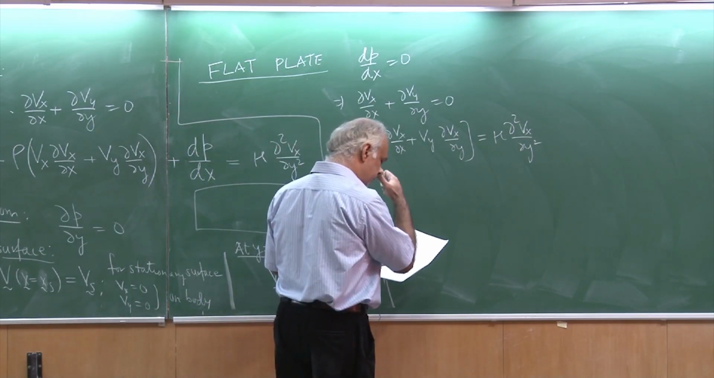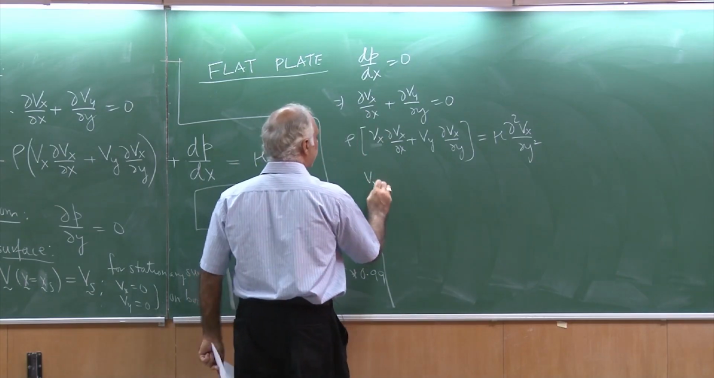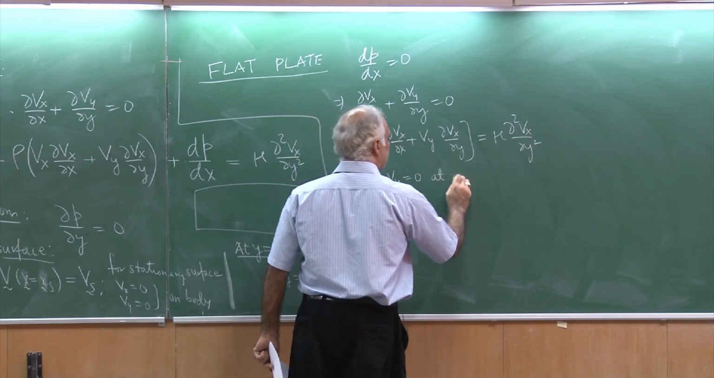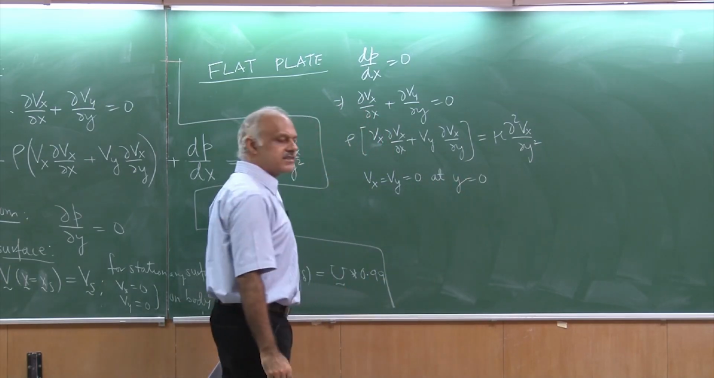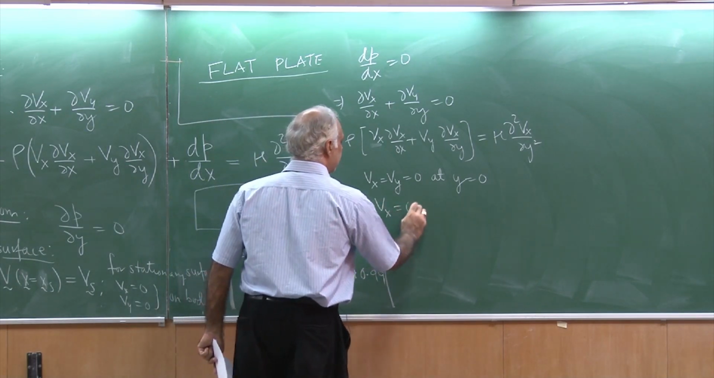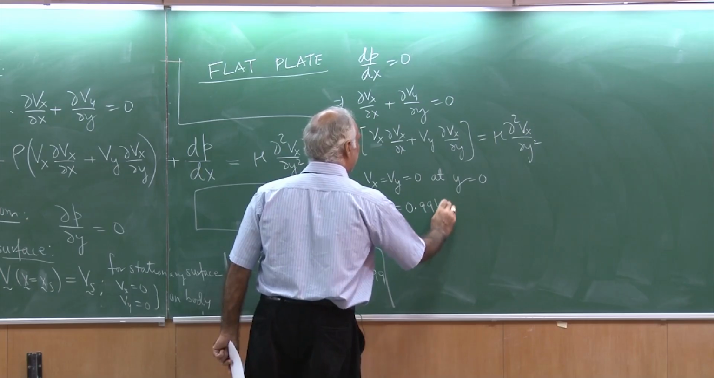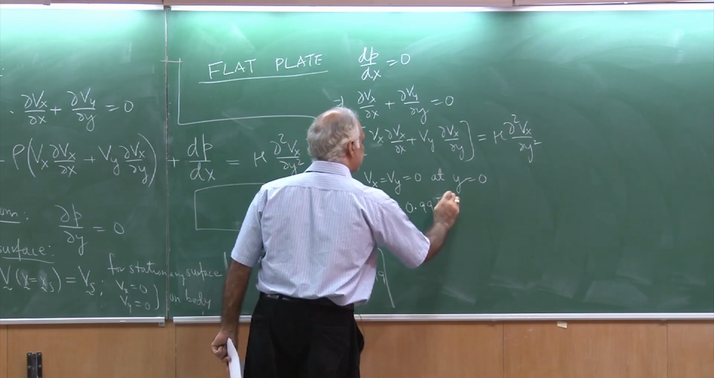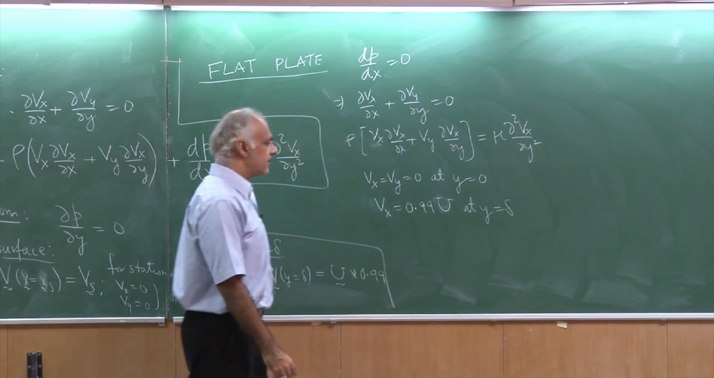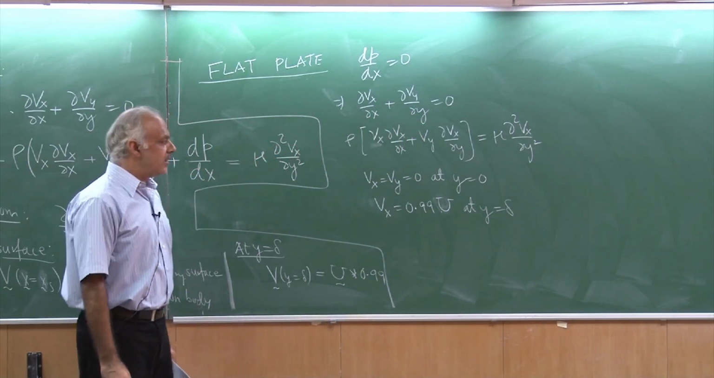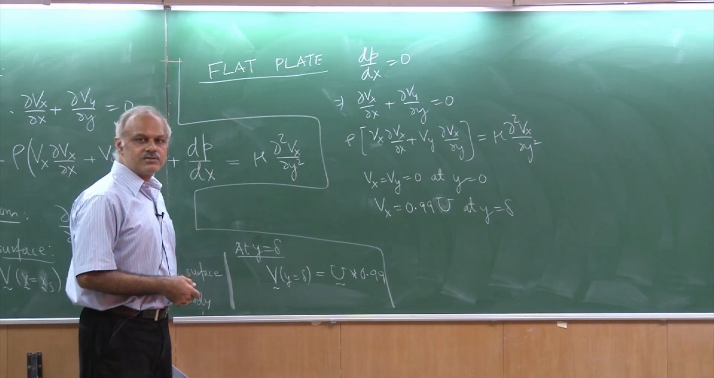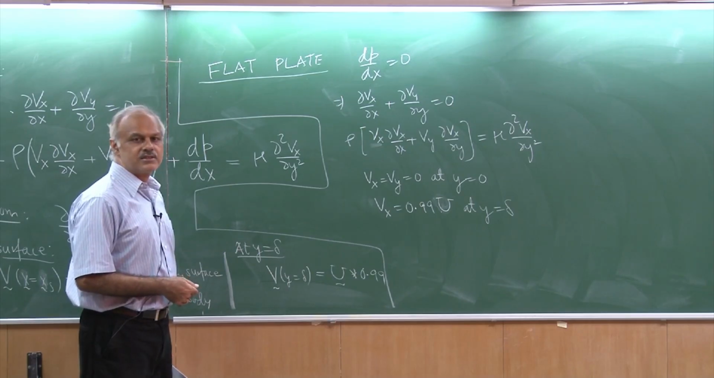And my boundary conditions would be simply that Vx equal to Vy is 0 at y equal to 0. That's the surface of the plate. And Vx equal to 0.99 times the free stream speed at y equal to delta. One would expect that this equation is easy to solve. Unfortunately, no. It needs a numerical solution.